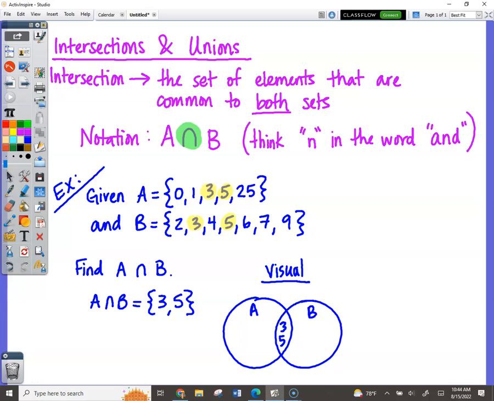This is called a Venn diagram, by the way. V-E-N-N. It's very helpful when organizing information. Let's do another example before we talk about union.